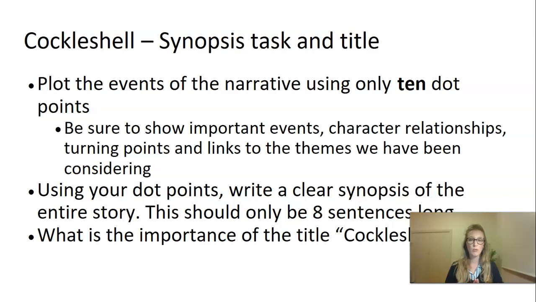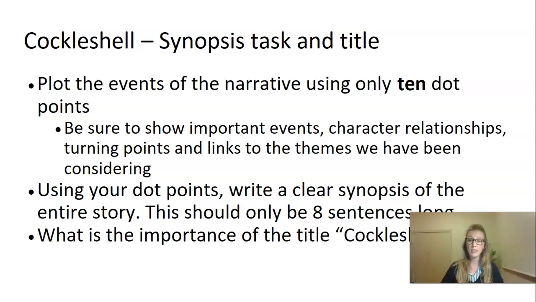Now, once you have established your 10 dot points, you are then going to write a clear synopsis of the entire story, and this should only be 8 sentences long. So you're really needing to be concise and succinct in your writing.